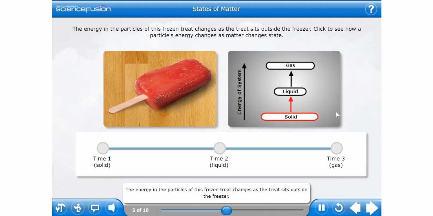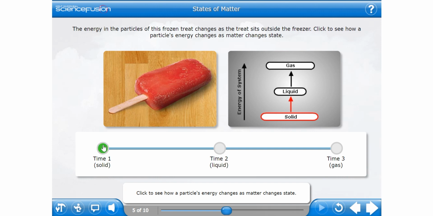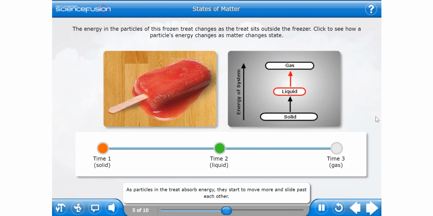The energy in the particles of this frozen treat changes as the treat sits outside the freezer. Click to see how a particle's energy changes as matter changes state. Particles in the solid treat stay in place because they have very little energy. These particles vibrate in place but cannot move apart from each other. As particles in the treat absorb energy, they start to move more and slide past each other. This causes the treat to melt into a liquid. As the graph shows, liquid particles have more energy than solid particles.